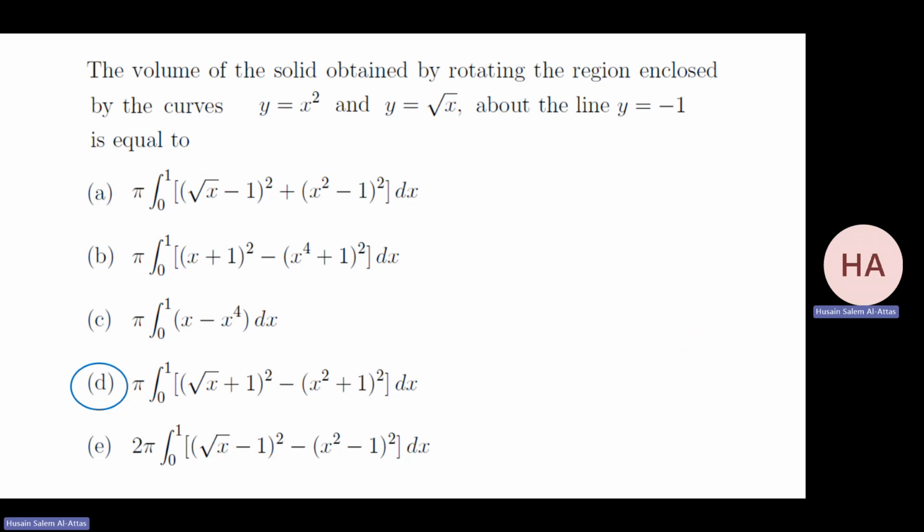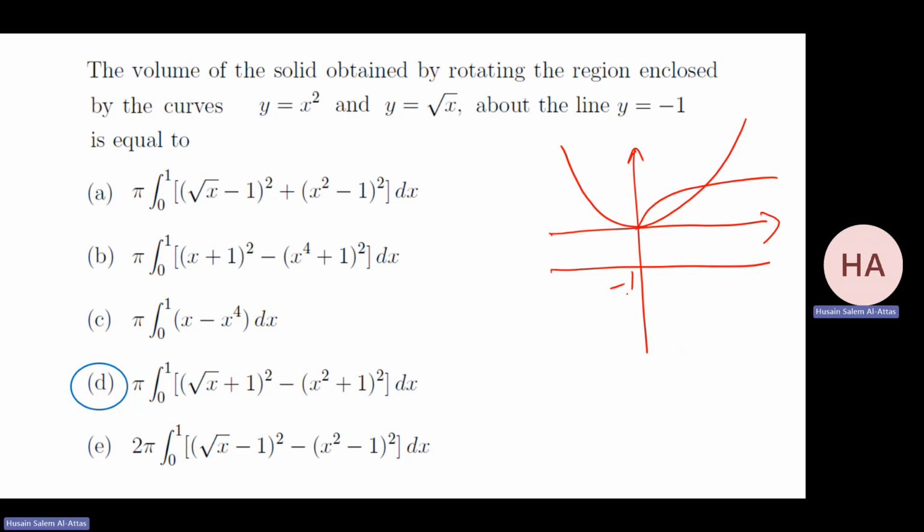The volume of the solid obtained by the region closed by the curves. Let me graph the curves. I have y equals x squared. This is y equals x squared. Y equals square root of x, that will be the other curve. And about the line y equals -1, this will be the rotation.